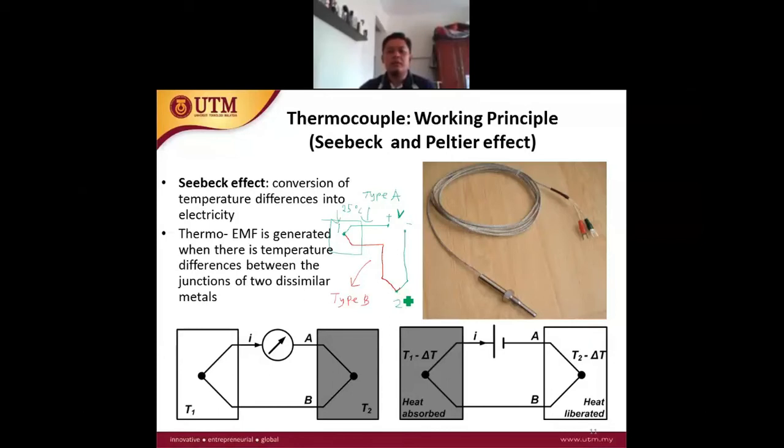This junction will be exposed to the object or environment, or put into the material that we want to measure the temperature of. Usually this metal is put into a hard casing, like what we can see here, where the casing is made of stainless steel, for example.